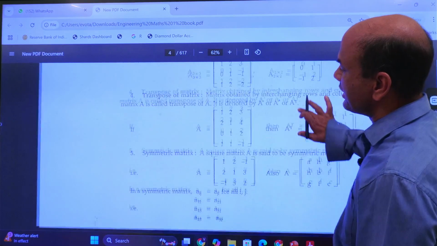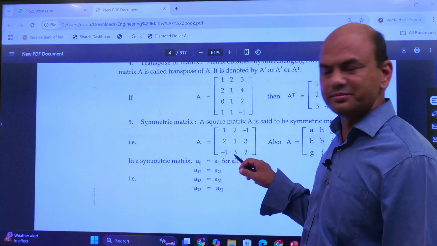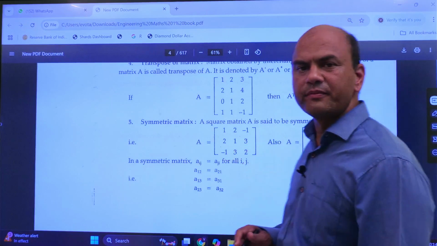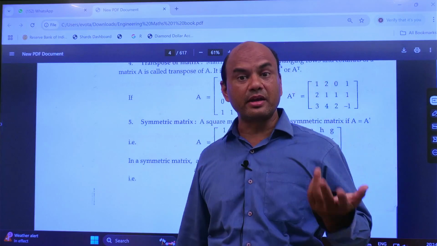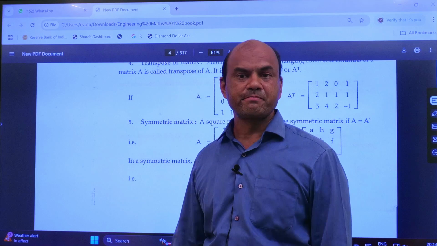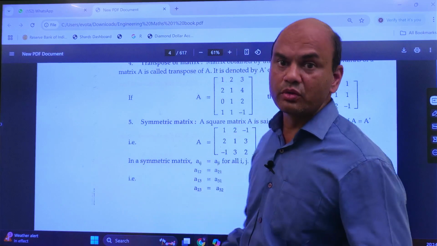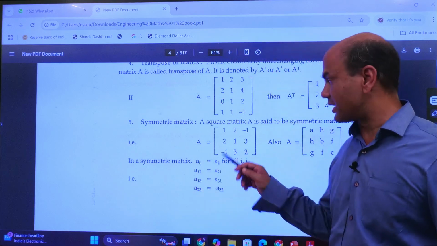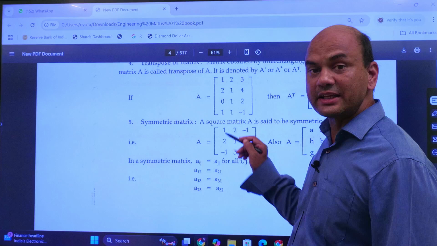Next, symmetric matrix. Symmetric means what? Everything is the same. What do you mean by symmetry? Our body is symmetrical. Left side equals right side. Whenever you see the mirror, symmetrical. Two types of symmetry, bilateral and radial. Remember this in your school? Here you will see the elements are the same.